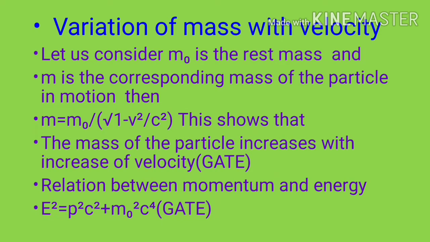Rest mass of the particle is m0, and m is the mass of the particle in motion. We get m equal to m0 divided by square root of 1 minus v square by c square. This shows that the mass of the particle increases with increase in velocity. It is asked in GATE question. The relation between momentum and energy is E square equal to p square c square plus m0 square c power 4. It is asked in GATE.